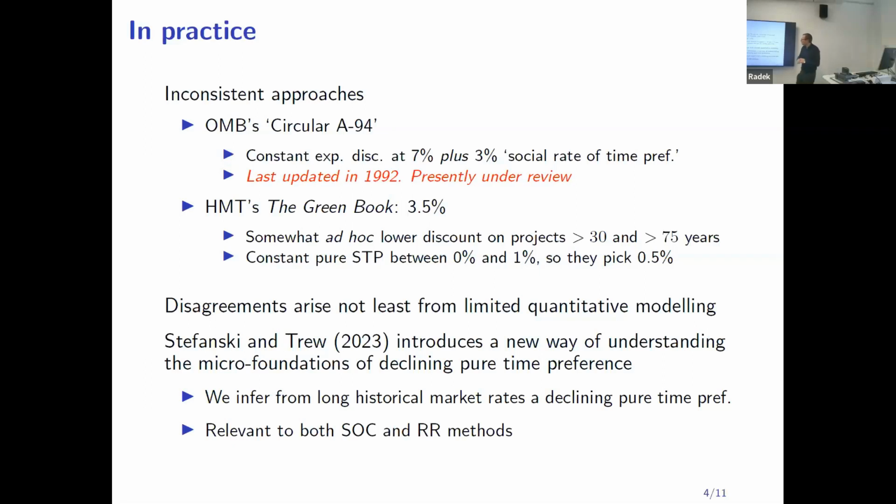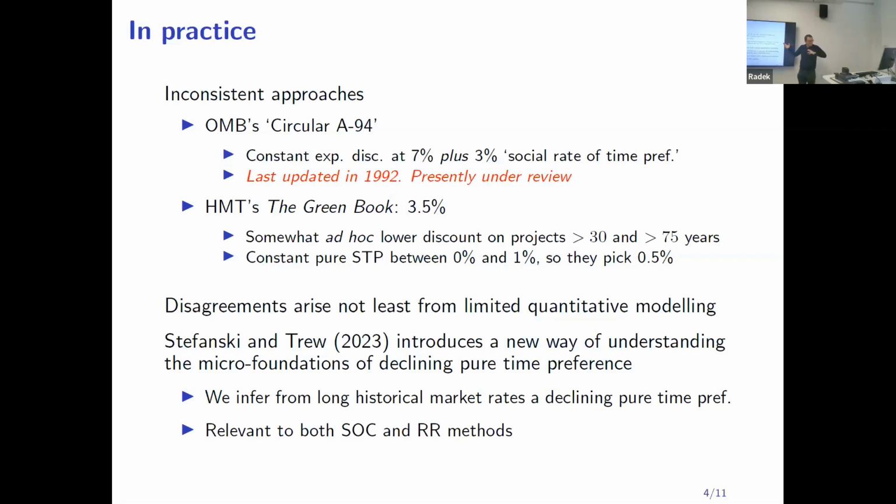So basically, if you look at what the US does, they pretty much assume a constant expected discount factor of 7% plus 3% social rate of time preference. Why? It's unclear. Someone sat down once in a committee, decided this was the right thing to do, and proceeded to incorporate that into most major government decisions in the United States since 1992. It's presently under review. We'll see what happens.